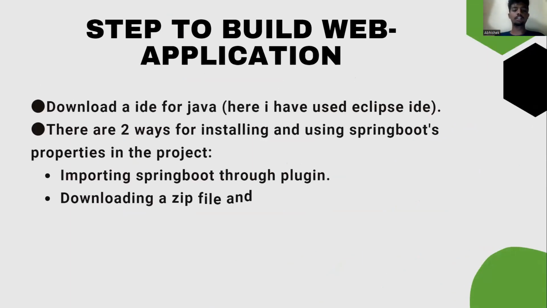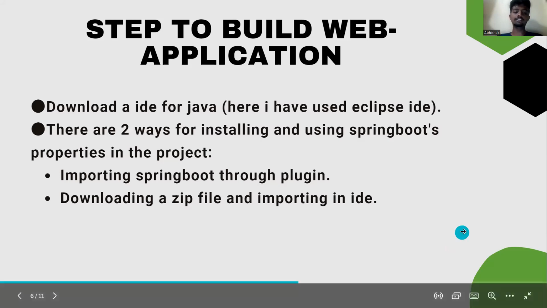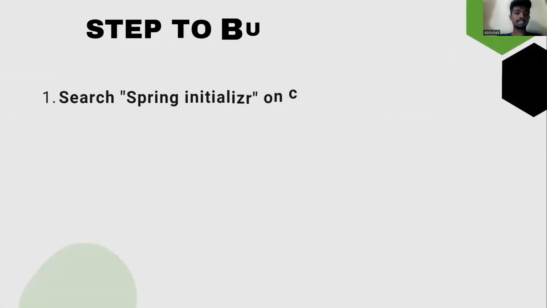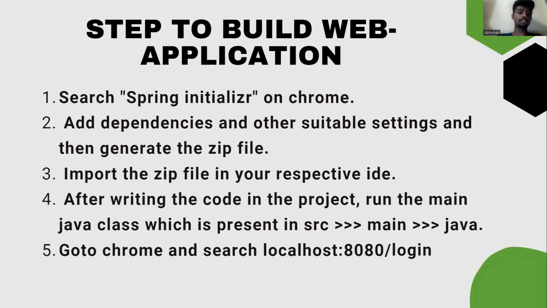Moving to the steps to build your application. First, we have to download an IDE for Java. Here I am using the Eclipse IDE. There are two ways. First is importing Spring Boot through a plugin, and second is downloading a zip file and importing it in the IDE. I am using the second one, that is downloading a zip file.